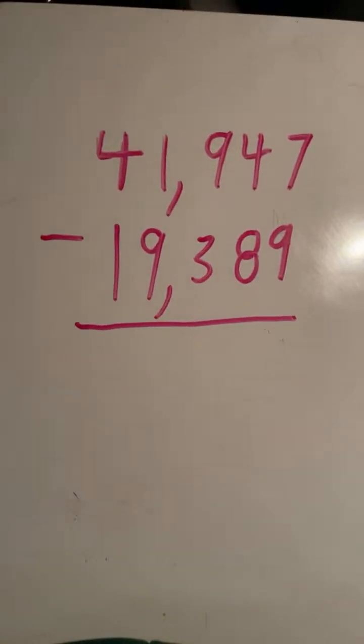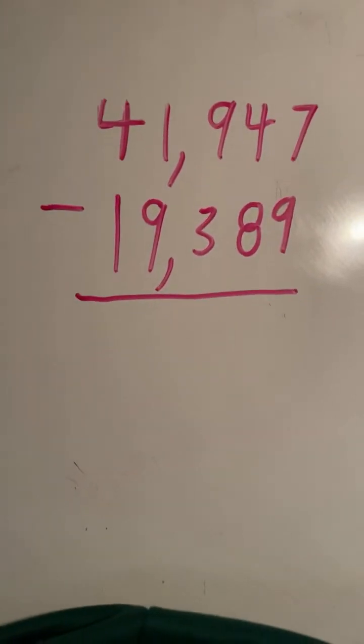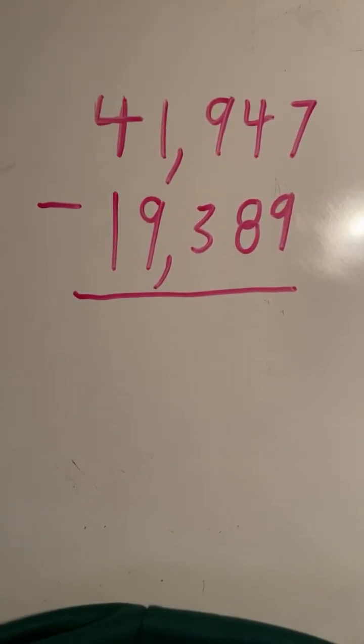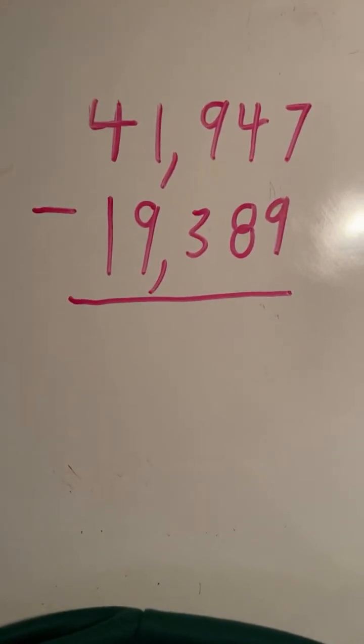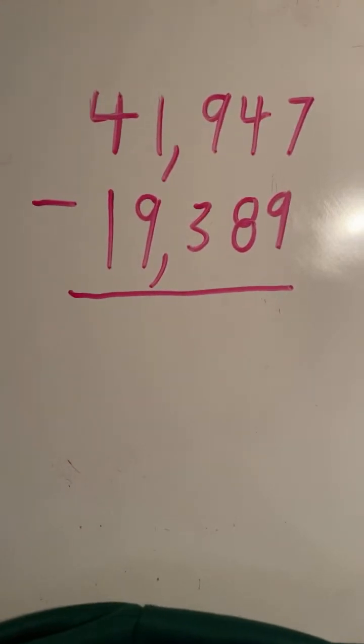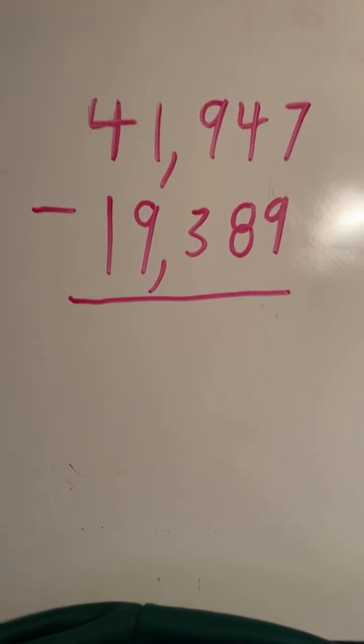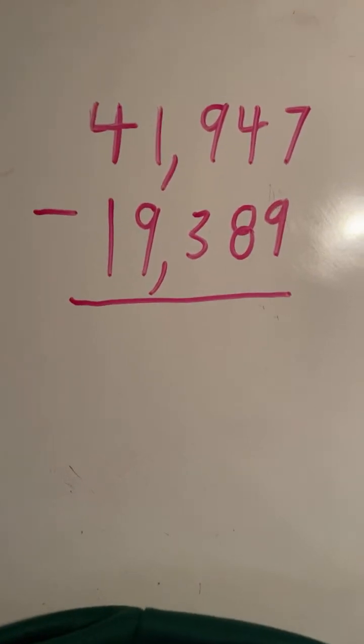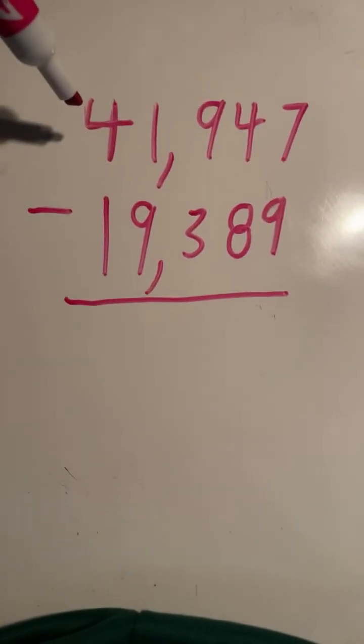All right, 41,947 minus 19,389. Example problem number 4. So we are going to do all of our regrouping before we do any subtraction. Looking at this problem, we're good in the 10,000s place.